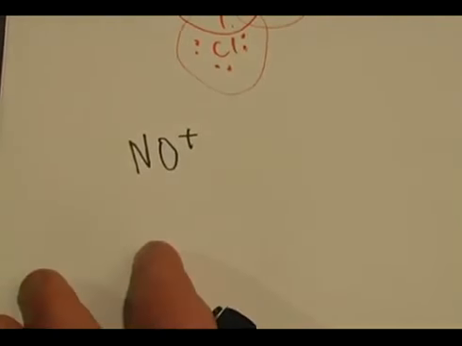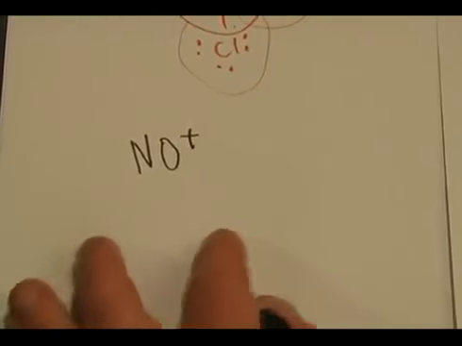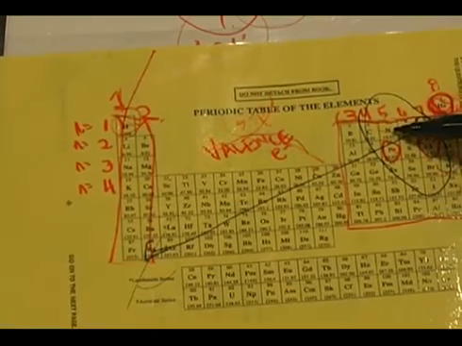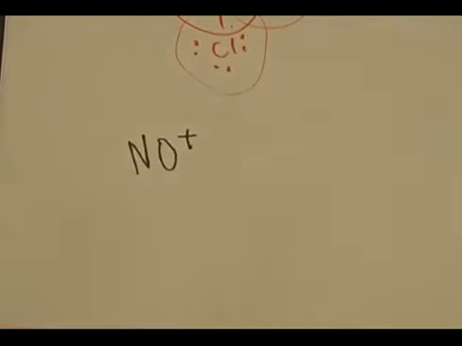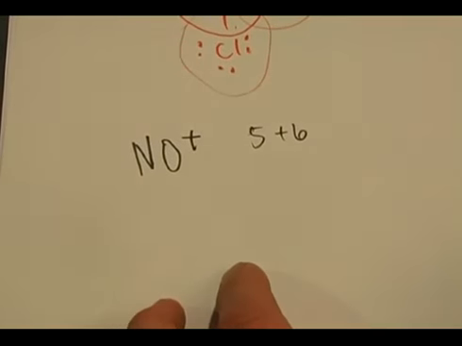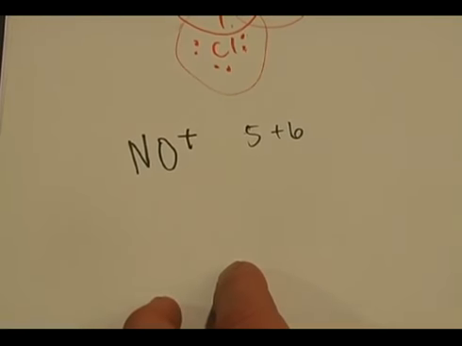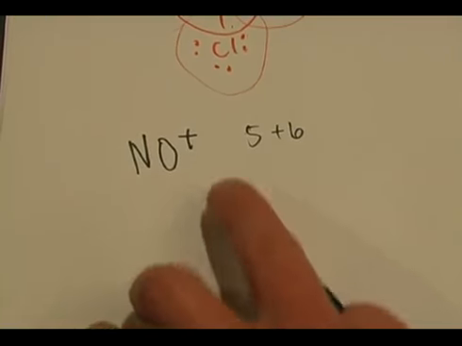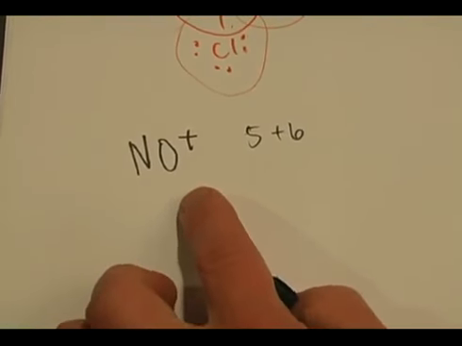NO positive 1 charge. First thing to do, sum the valence electrons. Valence electrons for nitrogen: if I look on the periodic table, nitrogen is in group 15, so it's got 5. Oxygen is group 16, so it's got 6. 5 plus 6. But what do I do if it's got a little positive charge? Well, if it's got a positive charge, that means subtract 1 electron. If it's got a negative charge, that means add an electron. And of course, if it's got a positive 2, subtract 2. If it's got a negative 2, then add 2 to it.